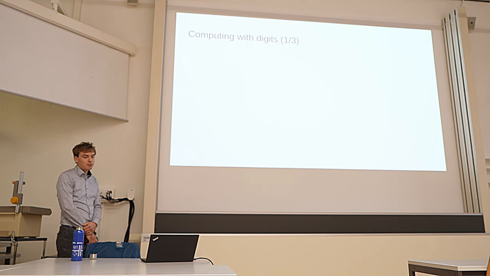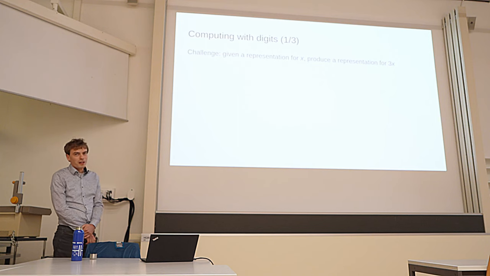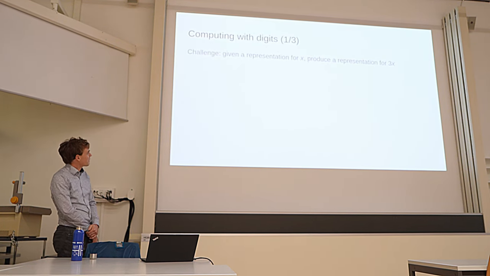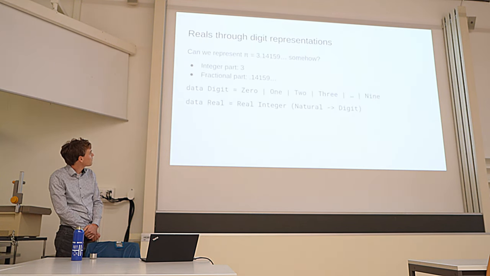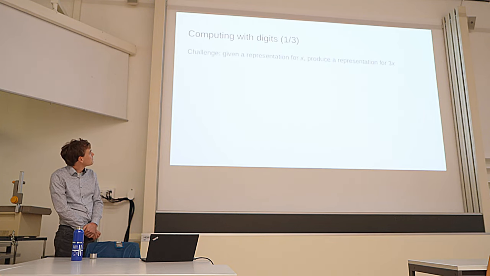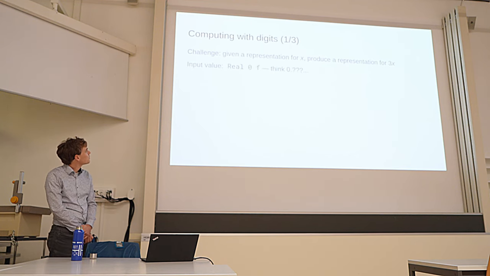So to see why it's flawed, I have an exercise for you. We'll do it together, don't worry. Let's say we're given such a representation for an input number x. So x is one of these real numbers from the previous slide, right? So it's the constructor real with 2 fields. And I'm challenged to produce a representation for 3x, 3 times x.